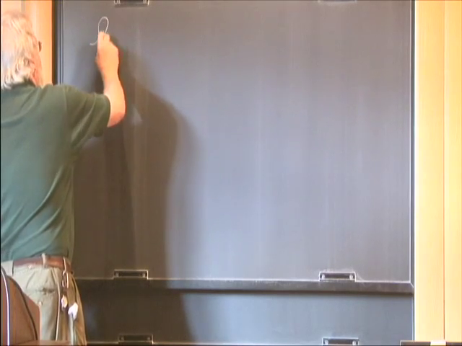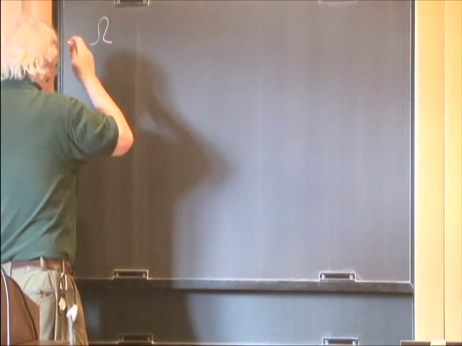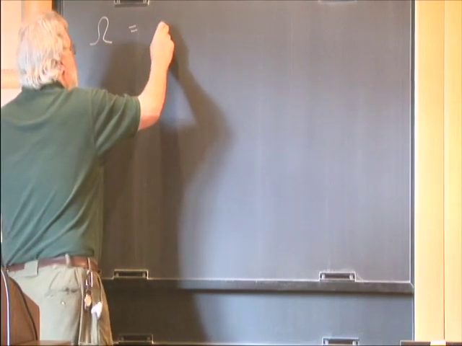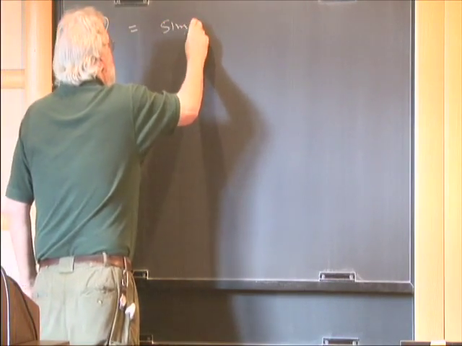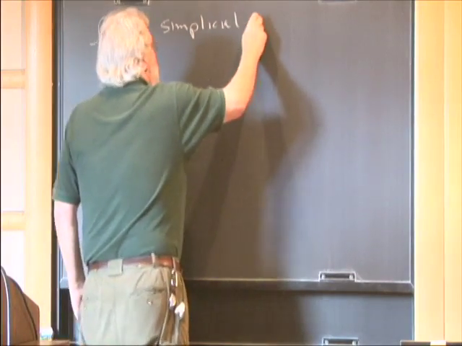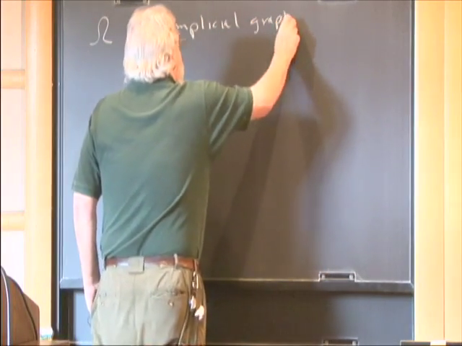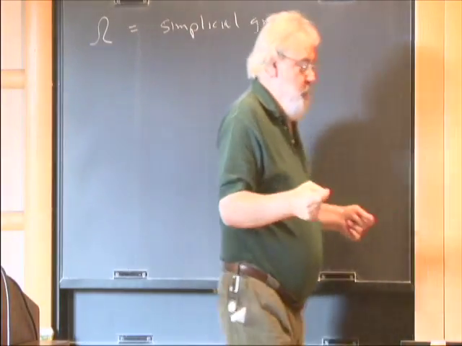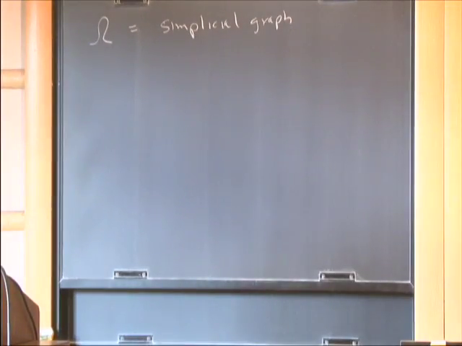So, in fact, today I'm going to use, Matthew used G for a graph, but I might have a group, so I'm going to let omega be a simplicial graph. And that just means a graph where an edge is determined by its two endpoints. So there's no loops and no digons.